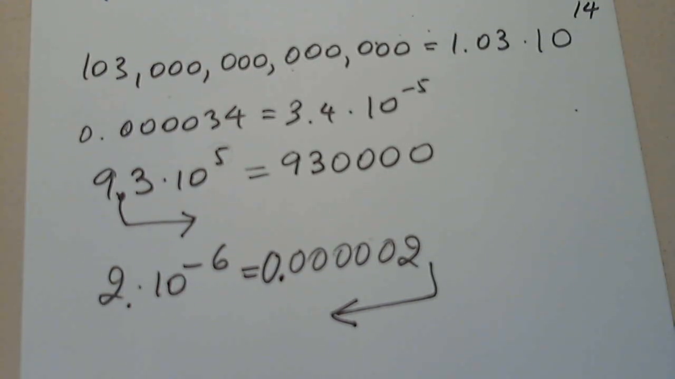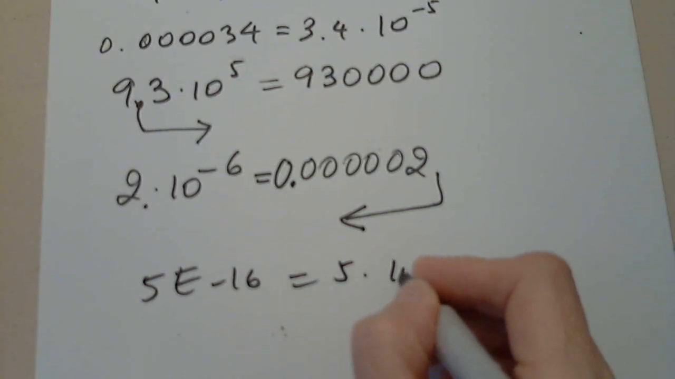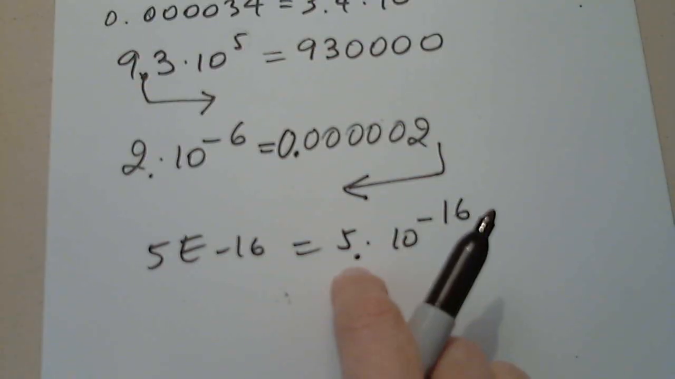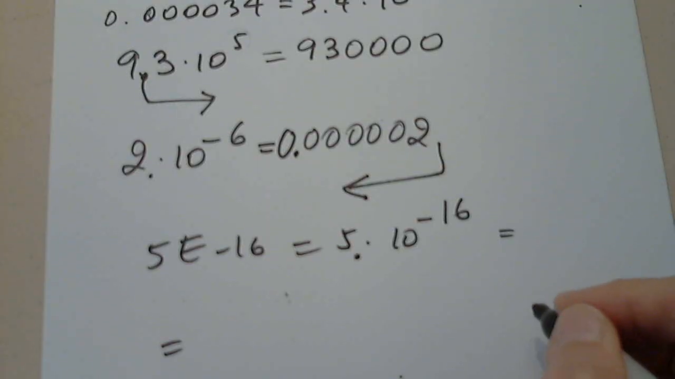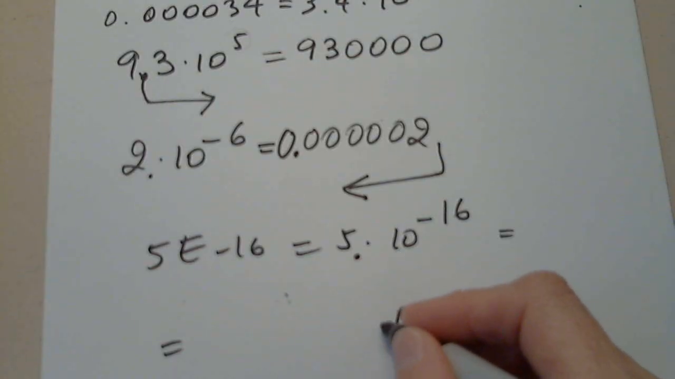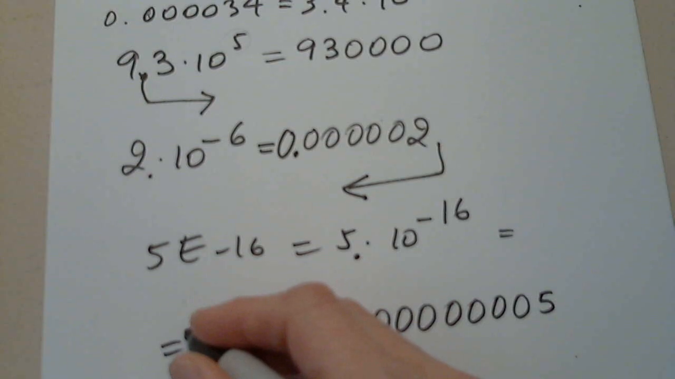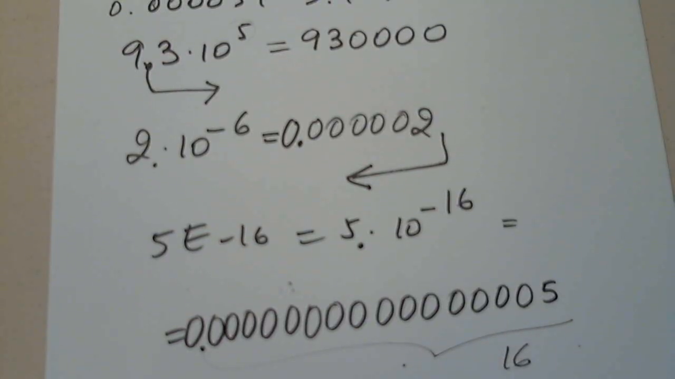Okay, so let's write it. 5e negative 16 means 5 times 10 to negative 16, which means we have to move the decimal point to the left because the number is very small, 16 spots. So 1, 2, 3, 4, 5, 6, 7, 8, 9, 10. 1, 2, 3, 4, 5, 6, and put it in front of it. So these have to be 16 digits.